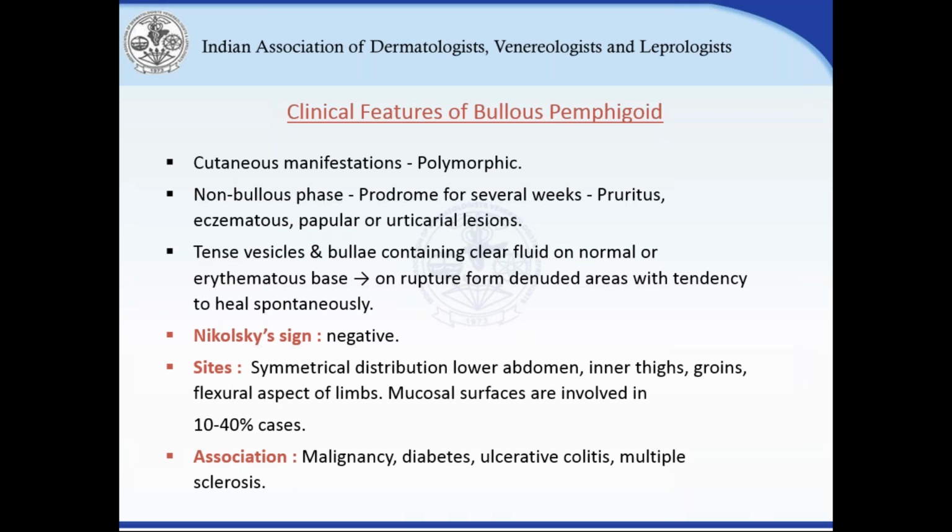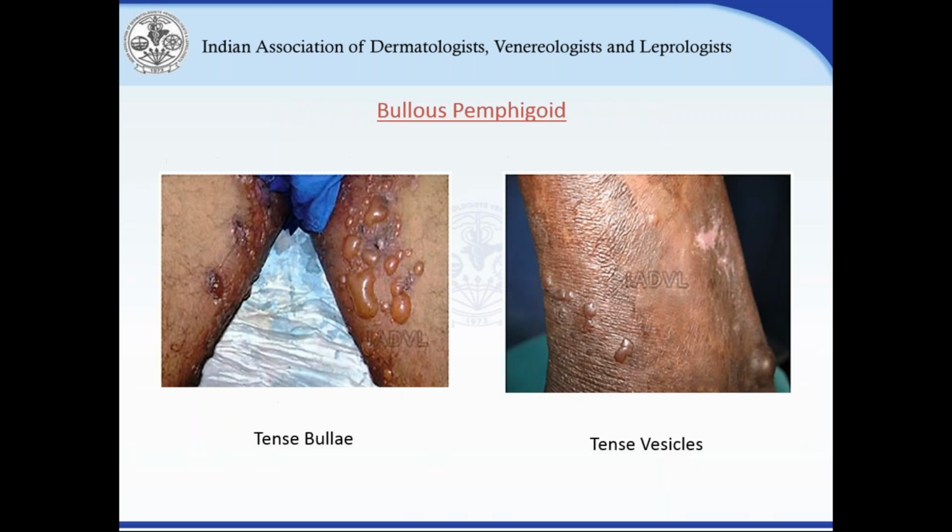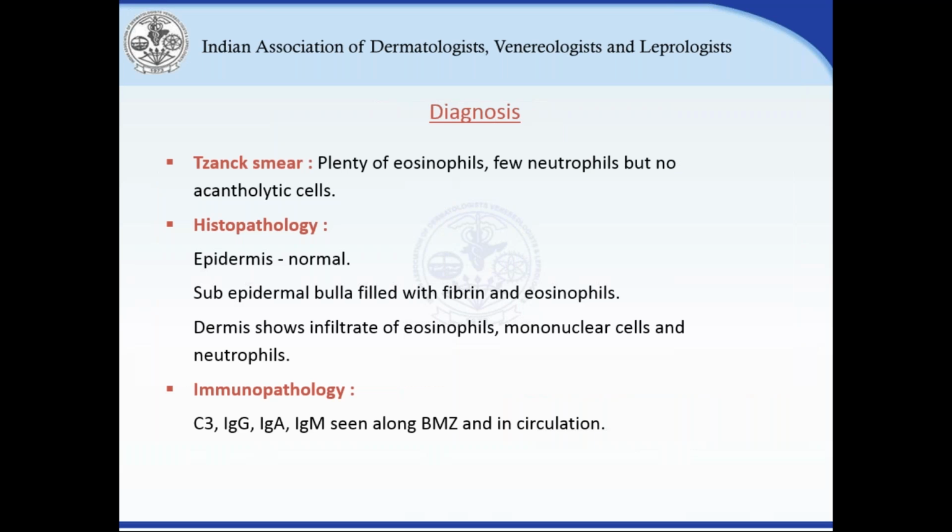Bullous pemphigoid is in elderly, and it presents with tense blisters. So you can see the blisters are very tense in either lesions. The diagnosis is in a Tzanck smear. You see plenty of eosinophils. You don't see an acantholytic cell. You will not see because there is no acantholysis.